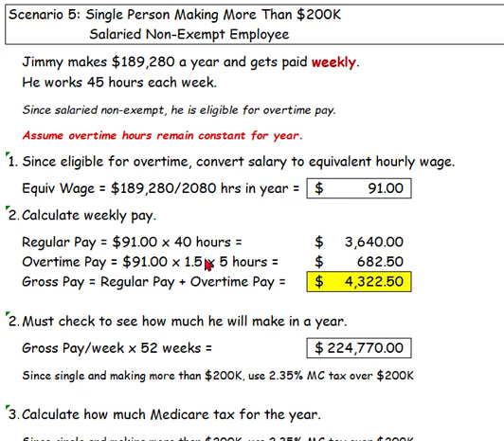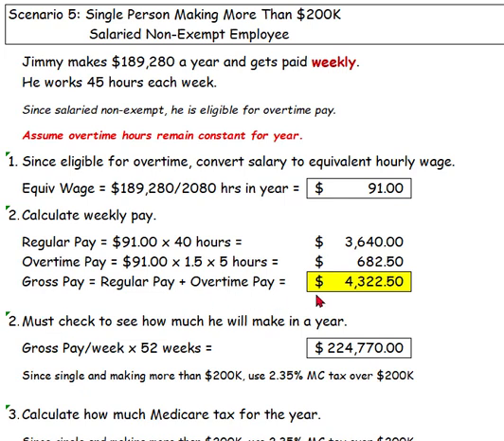He has 5 hours of overtime each week, so $91 per hour times the 1.5 bonus pay for overtime times the 5 hours overtime yields this number. If you add these two numbers up, he makes $4,322.50 gross pay every week.